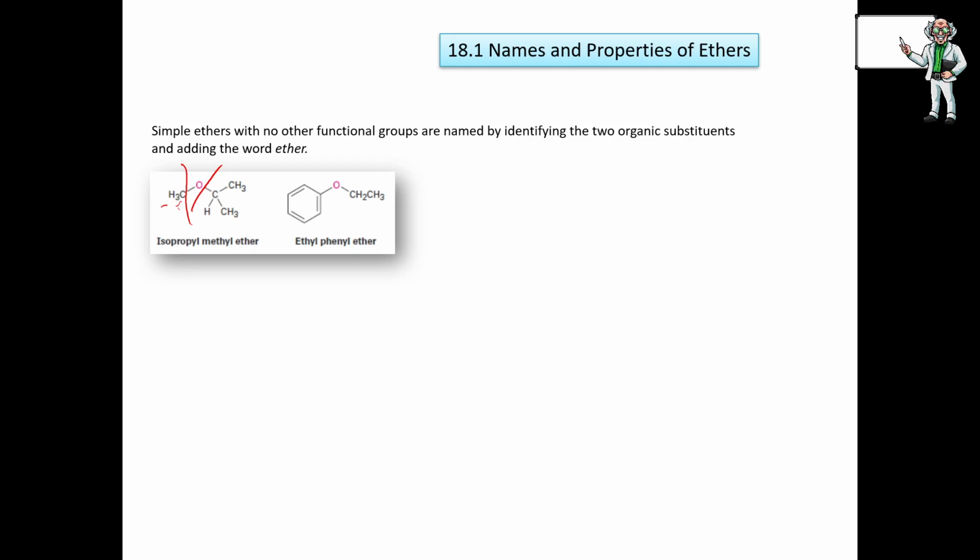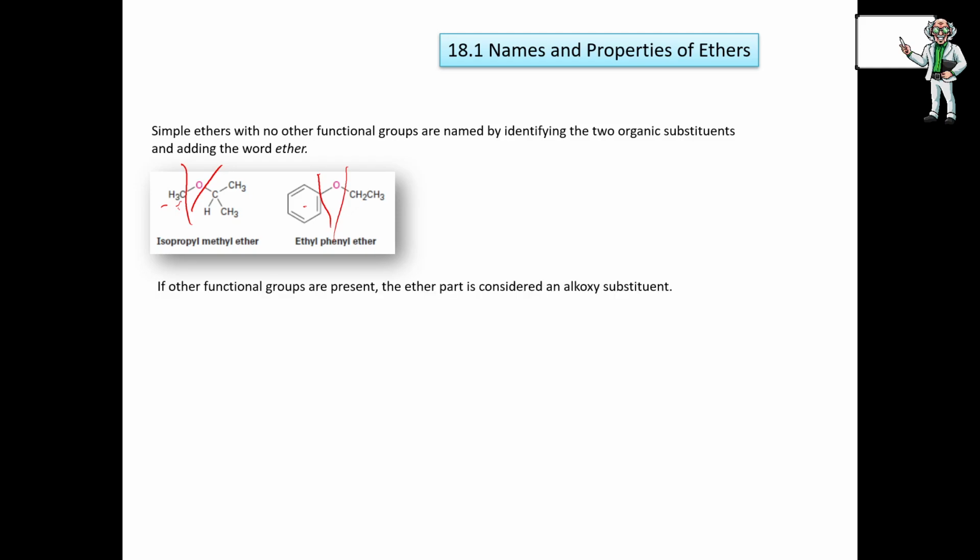Here we have another example, and we do exactly the same. Remember, this is a benzene, which as a substituent is called phenyl. Remember that ethyl has priority because in alphabetical order it is first. Ethyl phenyl ether will be this final compound. This is one way to do it.